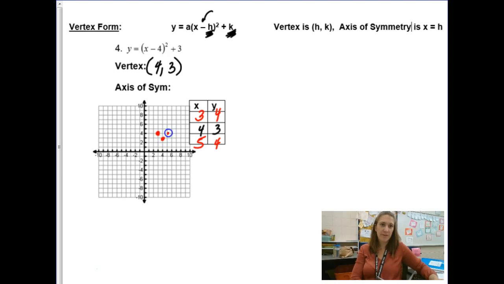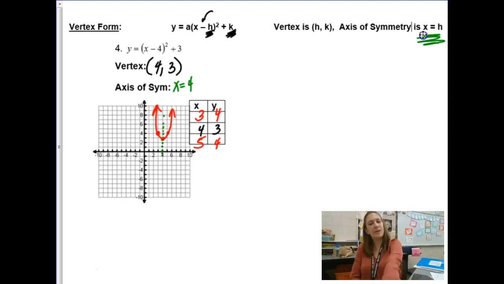And the a value is 1, so we have a very normal looking parabola. It opens up. The axis of symmetry, which we didn't have to calculate, but I should be able to tell that it's through the vertex at x equals 4, because you'll notice here, if you want a formula, the axis of symmetry is just x equals h.